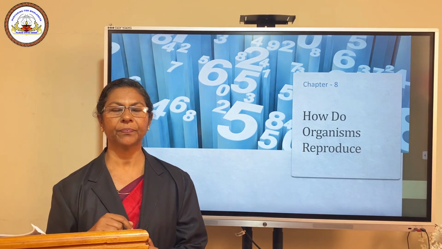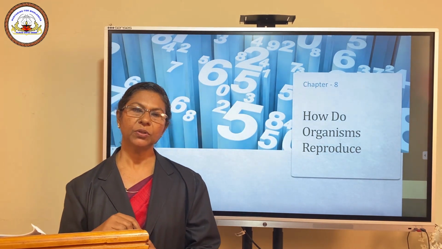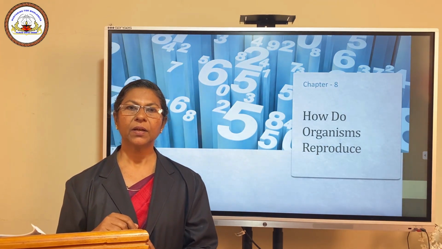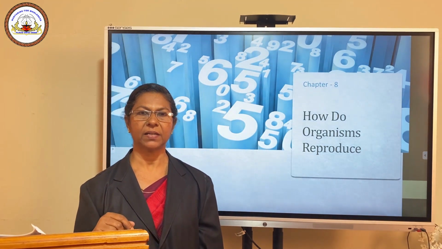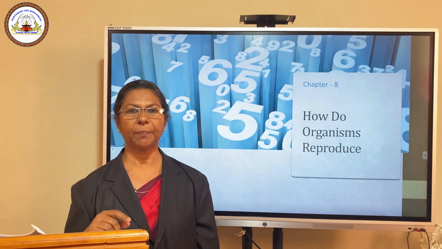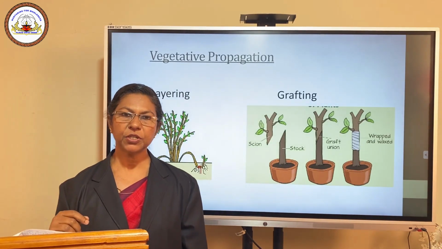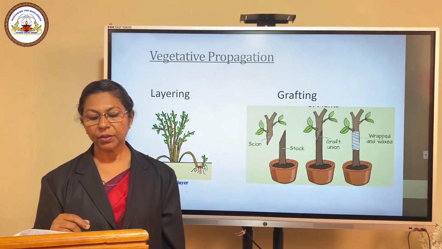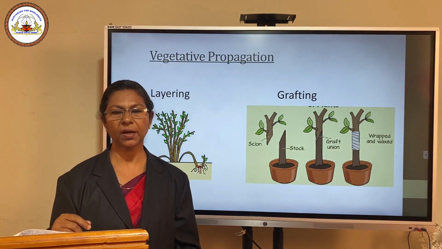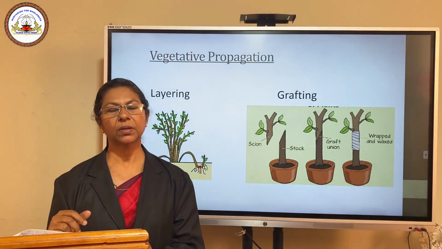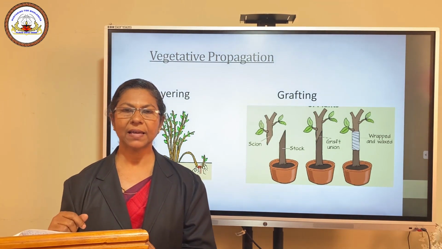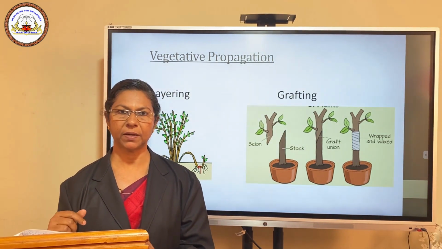formation, etc. Now we are going to study the asexual reproduction that takes place in plants, that is vegetative propagation in plants. Vegetative propagation is a method of asexual reproduction in plants. In vegetative propagation of plants, the new plants develop from the vegetative parts of a plant. So what are the vegetative parts of a plant? Root, stem and leaves are the vegetative parts of a plant. So the new plants arise from these vegetative parts.